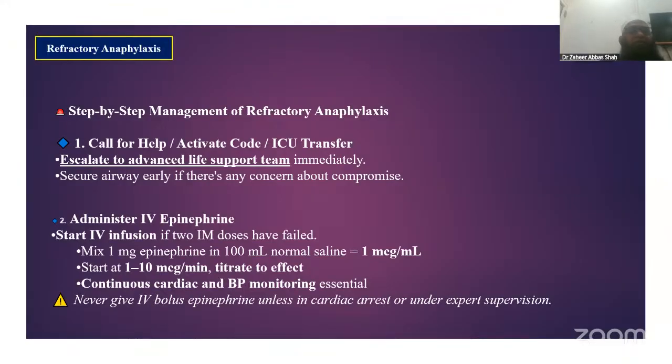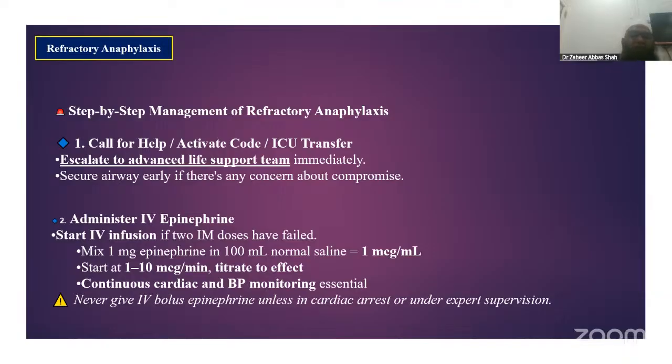Now, coming to the treatment of refractory anaphylaxis, there is an algorithm developed by the UK Resuscitation Council guideline, giving step-by-step management. First and foremost, we have already given 2 doses of IM adrenaline, but the patient is not responding. So immediately call for help, activate the code, transfer the patient to the ICU, call the expert and escalate to the advanced life support team. After that, administer IV epinephrine. IV epinephrine should be given in a specialized setting, where ECG and monitors are available and blood pressure can be monitored, in the ICU setup.